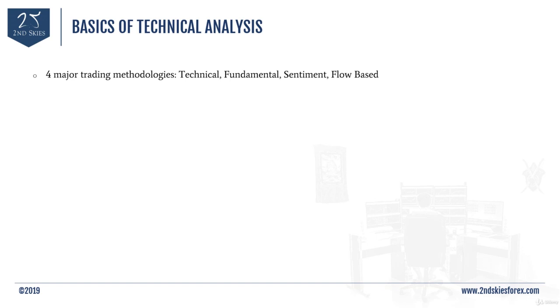As Chris already has mentioned in the previous lesson and video, there are four major trading methodologies. So you have the technical, you have fundamental, you have sentiment-based, and you have flow-based trading methodologies. Within those, you have the four major approaches, which is discretionary, rule-based trading, hybrid trading, or quantitative trading. And we as price action traders, we are focused on technical analysis and discretionary trading.